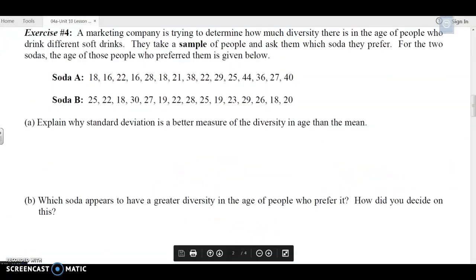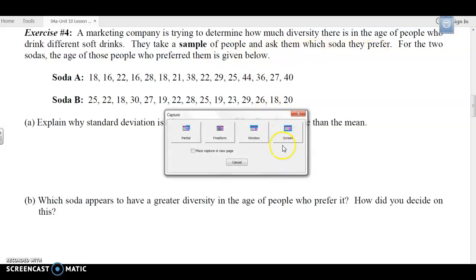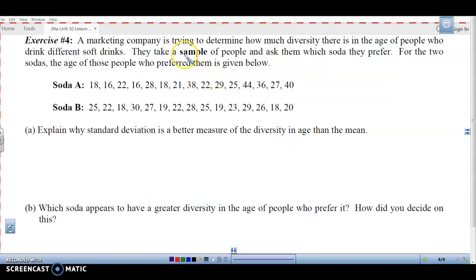All right, now let's look at the next question that we have about standard deviation. A marketing company is trying to determine how much diversity there is in the age of people who drink different soft drinks. They take a sample of people and ask them which soda they prefer. Now notice when I said sample, you can't ask every single person in the world every time. So what they're doing is they're taking what's called a representative sample. It's just a bunch of people in a group from the population. For the two sodas, the ages of those people who preferred them are given below. So we have soda A and soda B that we have here.